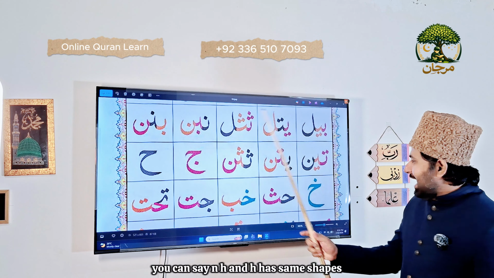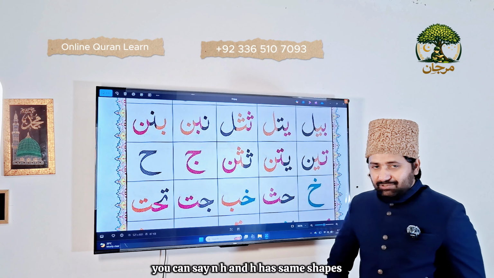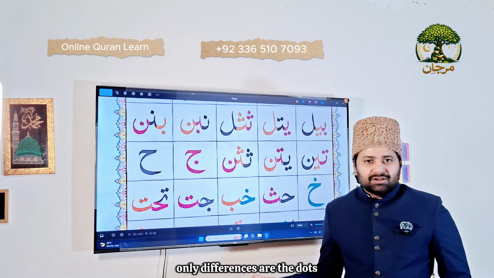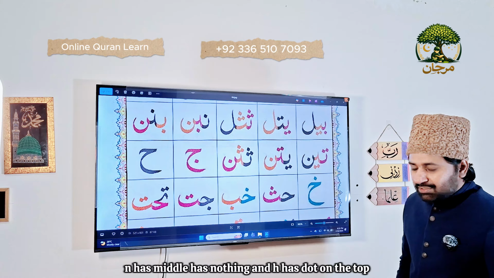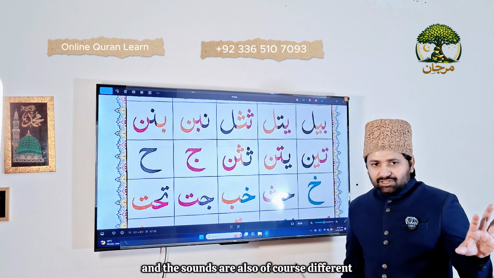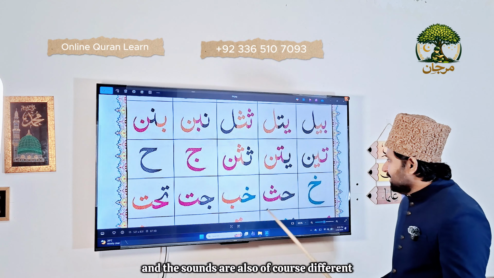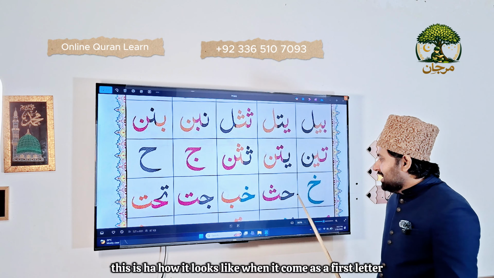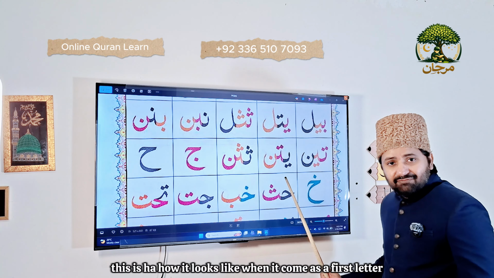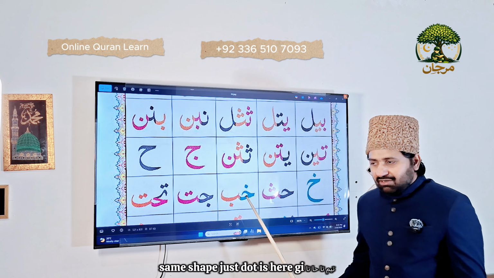You can say Jim, Ha, Kha have the same shapes. The only differences are the dots. Jim has a dot in the middle, Ha has nothing, and Kha has a dot on the top. And the sounds are also, of course, different. Ha, Tha. This is how it looks when it comes as a first letter. Kha, Ba. Same shape, just the dot is here.